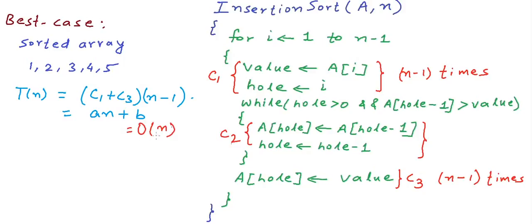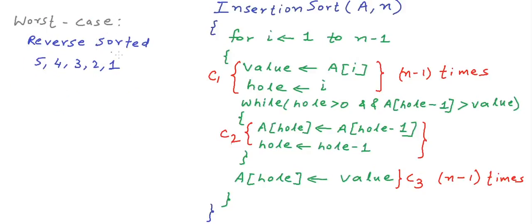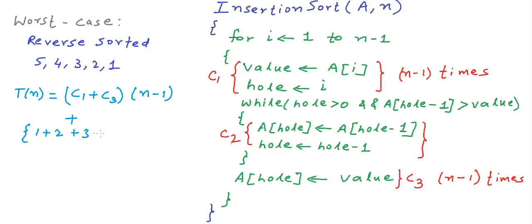We will have a worst case when we'll have a reverse sorted array, something like 5, 4, 3, 2, 1. In that case, for i equal 1, the statements inside the while loop will be executed once. We will have one shift. For i equal 2, we will have two shifts. And we will go on like this. For i equal 3, we will have 3 shifts. And for i equal n-1, we will have n-1 shifts. So overall cost will be something like c1 plus c3 into n-1, and 1 plus 2 plus 3 plus all the way till n-1 times c2.